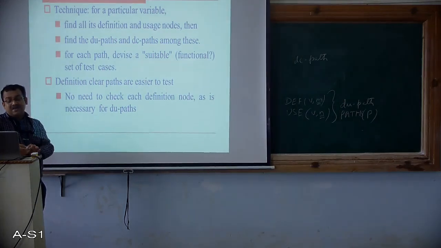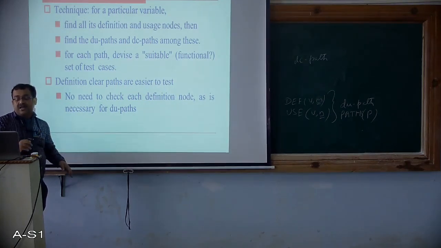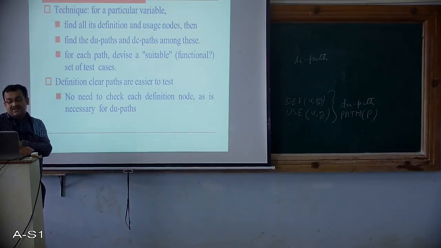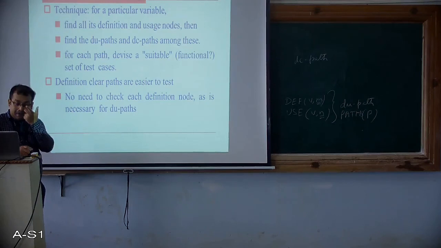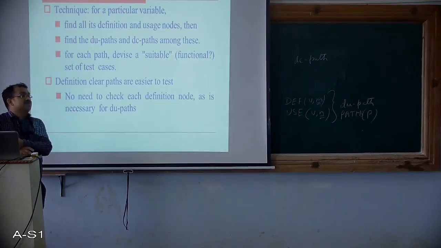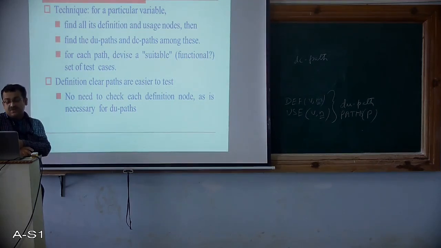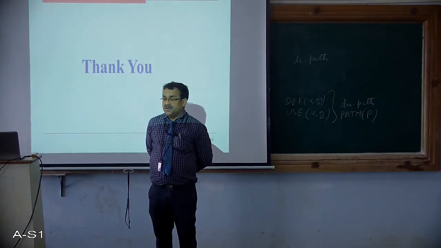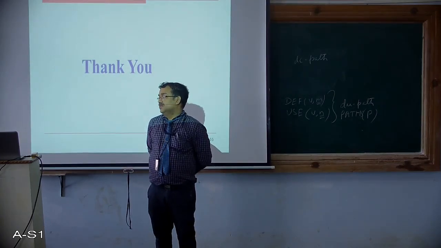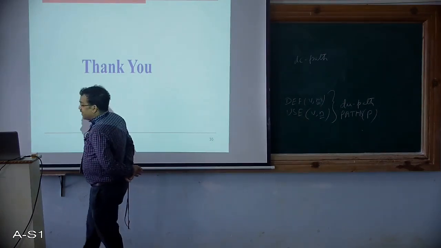Definition clear, the DC path, is actually easier to test, because it is not needed to check each definition node as is necessary for the DU path. So the DC path is easier to check using test cases than the DU path, because you don't have to check each definition node. This is the methodology for white box testing. I think you have understood, right? We'll have one more topic on this. It is not very difficult.